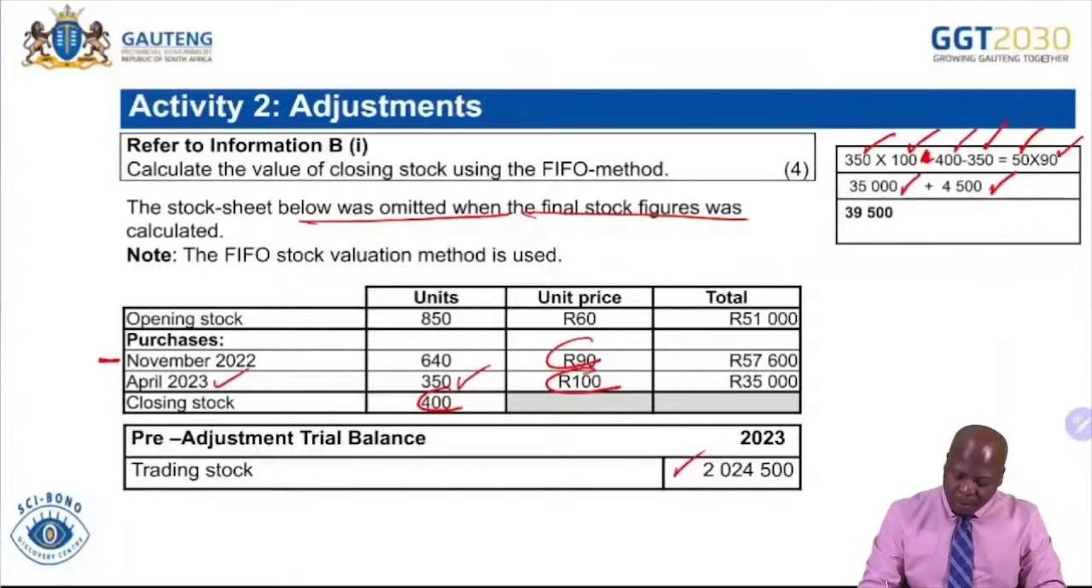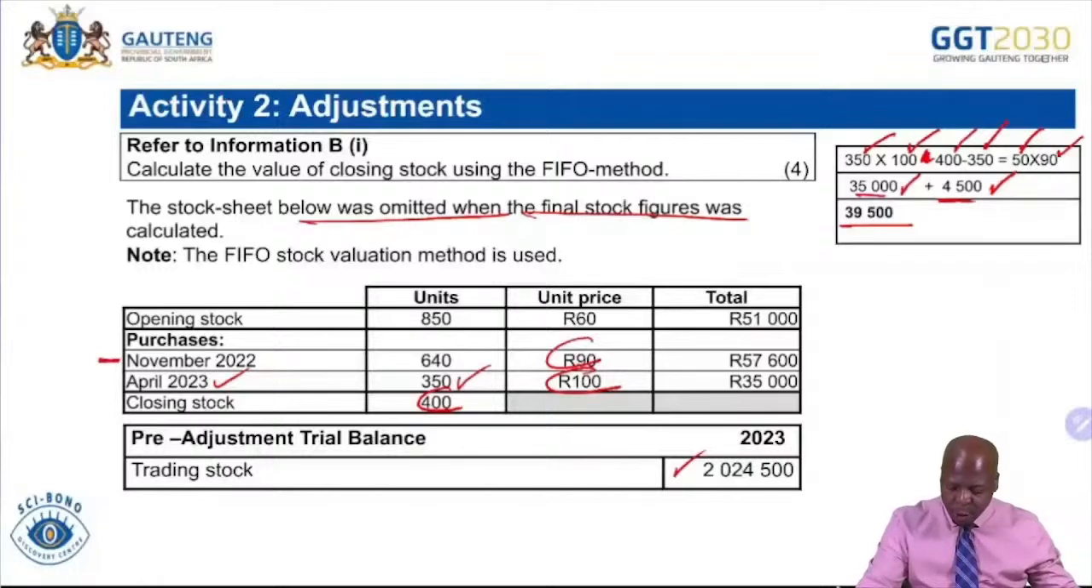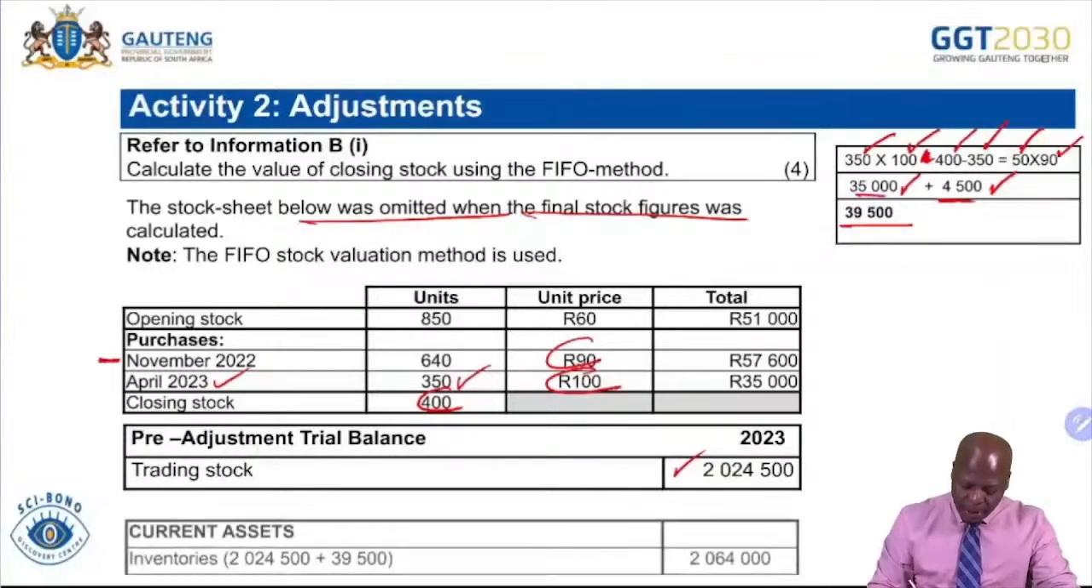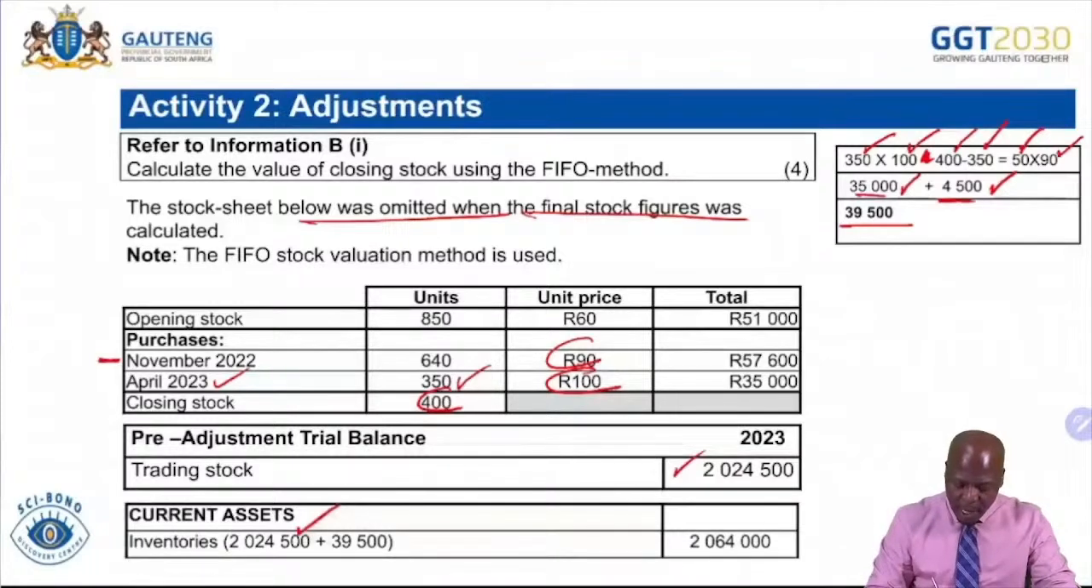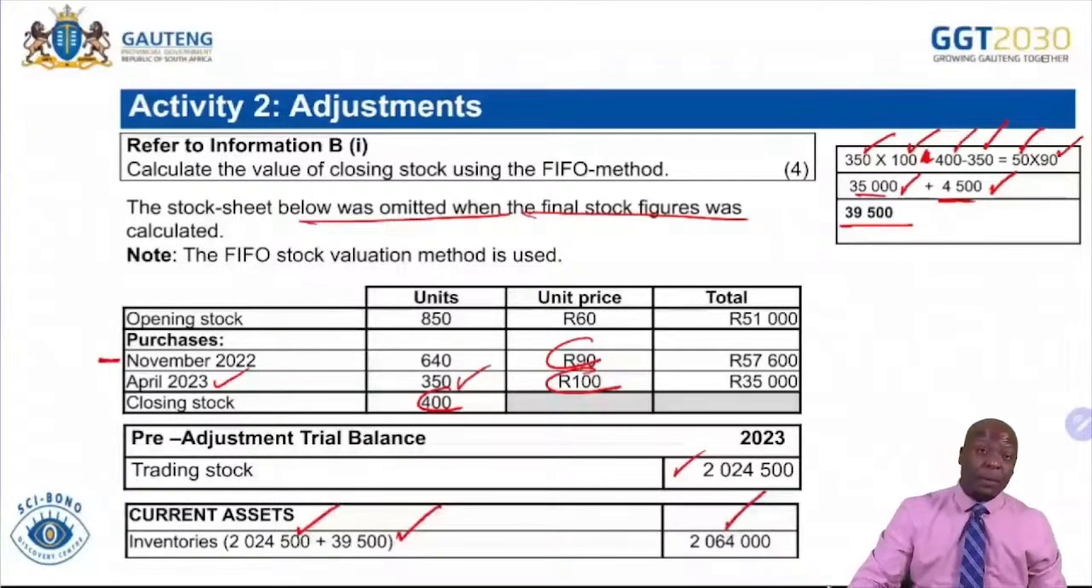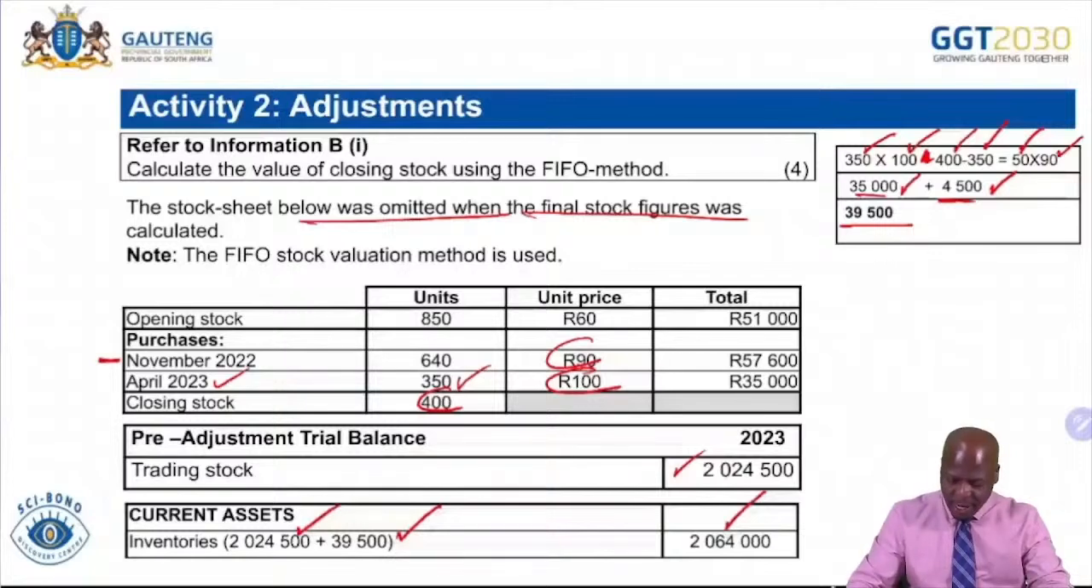So we then say your 3.5 plus the 4.5, and then we end up with 39,500. So that therefore becomes the value of closing stock, which was omitted from the stock figures. Once we have that, now we can say our inventory, which was in the trial balance, plus the amount that was omitted, then you end up with the 2,064,000. Remember, we are doing the balance sheet. Okay, so let's come on to the next adjustment.